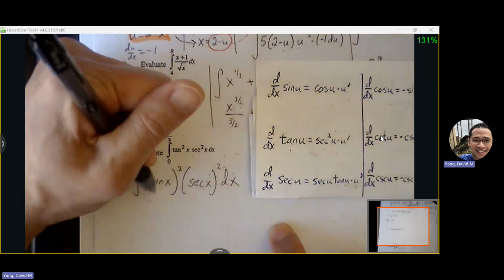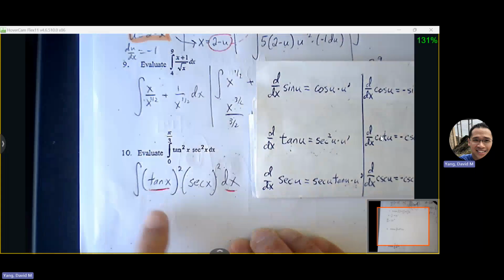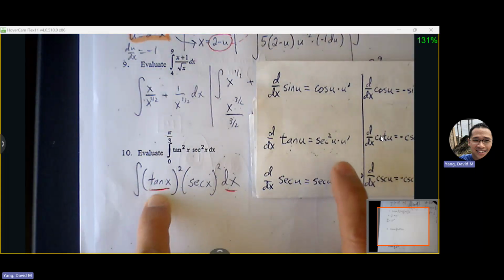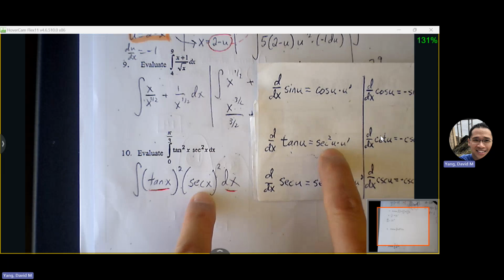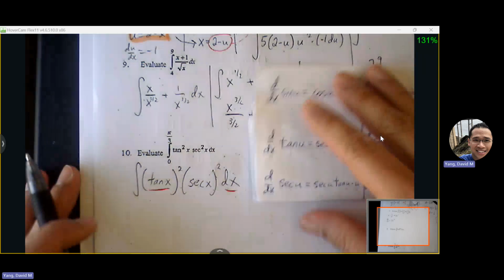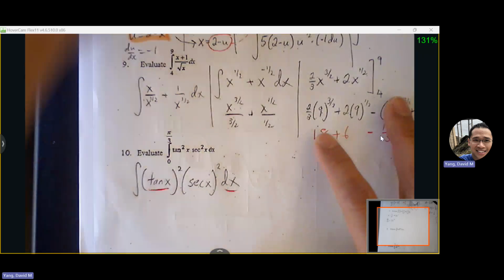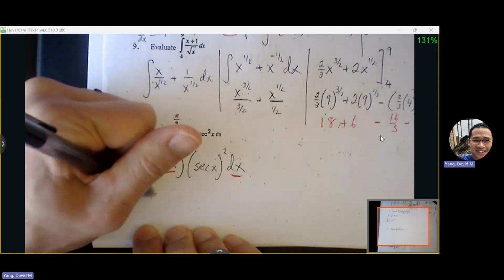But what if the u value was tangent? If the u value is tangent, the derivative will be secant squared, and secant squared, we have a match with the derivative that we can look ahead and see things will cancel out for us. Okay, so that's how we decide. It takes a little bit of trial and error sometimes to figure out the u value.